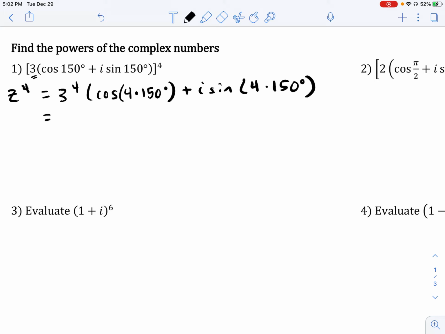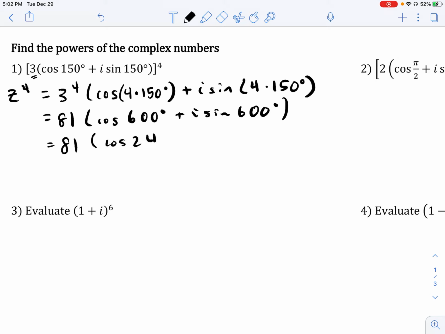And let's actually just expand this out. What do we have here? We have 3 to the 4th, which is 81. We have cosine of 600 degrees plus I sine 600 degrees. And let's find a coterminal angle because 600 degrees is a little bit beyond 360. So if we subtract 360, that's equivalent to cosine of 240 degrees plus I sine 240 degrees.